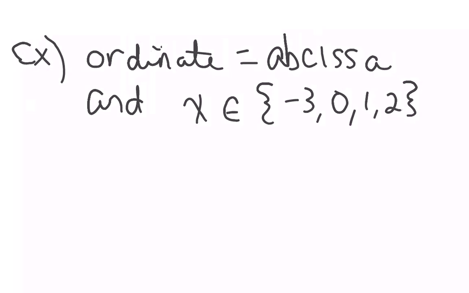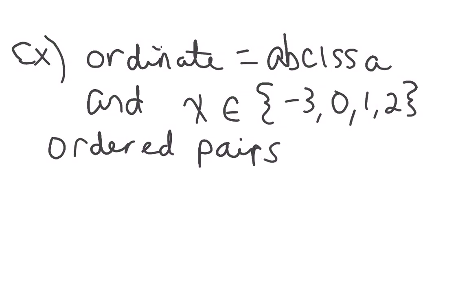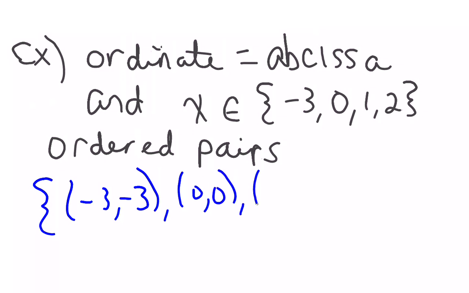Which set of ordered pairs satisfies the given conditions? So we need to write ordered pairs based on this information. So the ordinate equals the abscissa. Knowing that one of them means x and one of them means y is very key. And we know that they are the same. So we know our x coordinates are -3, 0, 1, and 2. So if we're going to write ordered pairs to satisfy this, that means we're going to have (-3, -3), (0, 0), (1, 1), (2, 2).